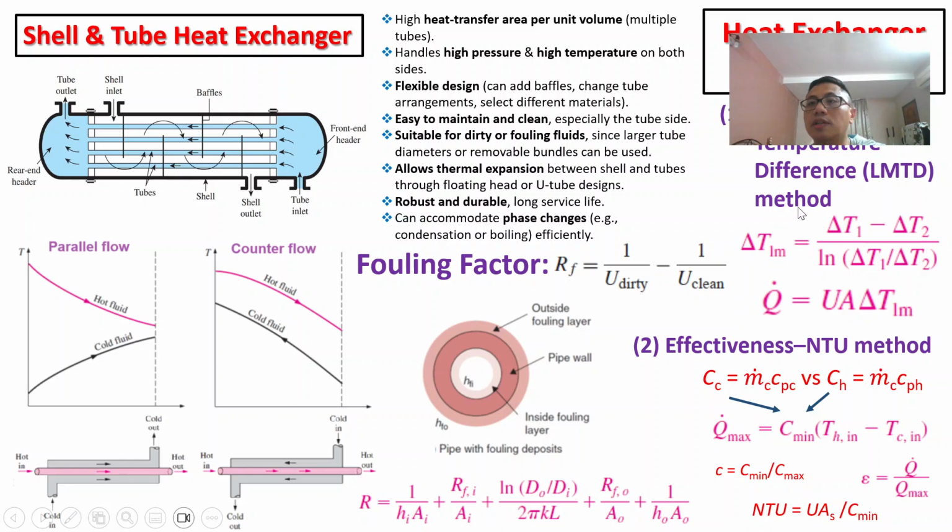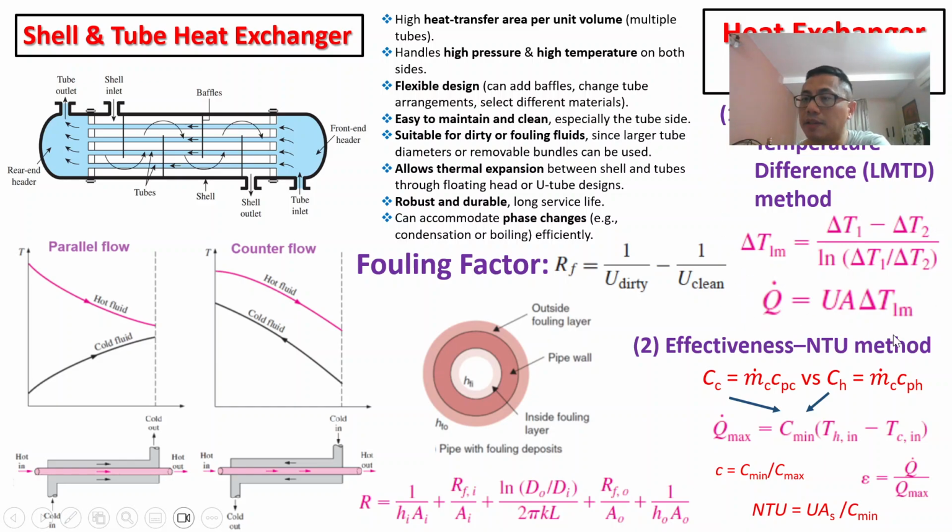Okay, then we also learn two ways to calculate heat exchanger analysis. The first case is the log mean temperature difference. We have to calculate the delta T1 at the inlet and delta T2 at the outlet. Take the natural log of delta T1 over delta T2, calculate the log mean temperature difference, and substitute the log mean temperature difference to get the Q, the total Q of the heat exchanger.